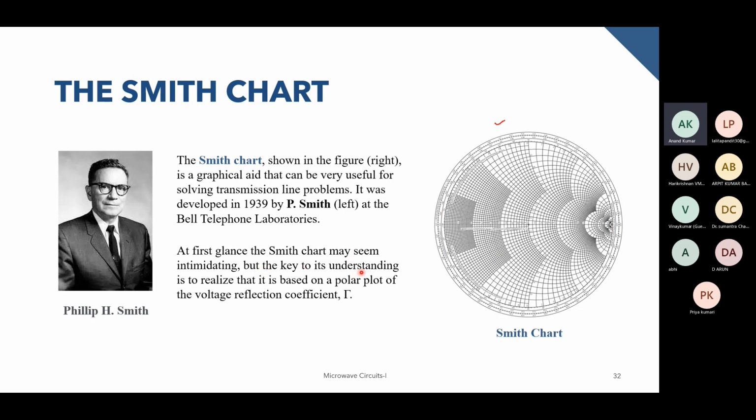And as written over here, at first glance it may seem intimidating, but the key to understanding this is that it is a polar plot of the voltage reflection coefficient. So all these circles correspond to something, like we'll have some constant R circle, constant X circle. So these are basically circles for different values. That is how this chart is made. But yeah, this only helps you in guiding where to plot the point and start with your problem. Don't be afraid of this. We will look into this in the coming slides.